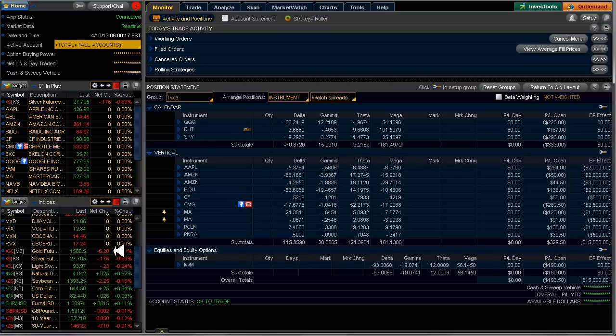Gold is down a little bit this morning. Silver's still hanging there below 30. Can't get above 30. Gold can't get above 1600. And oil is at 93, which is down a little bit.